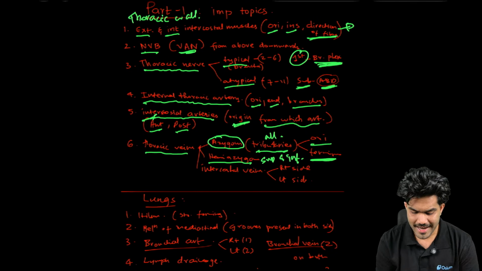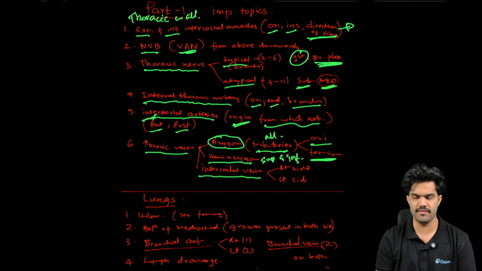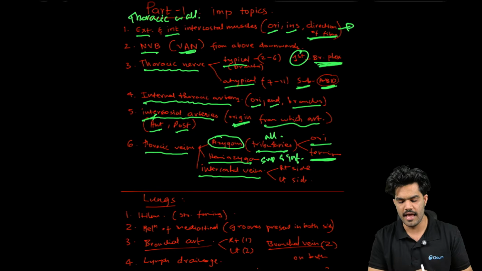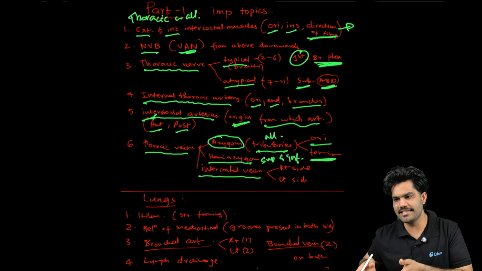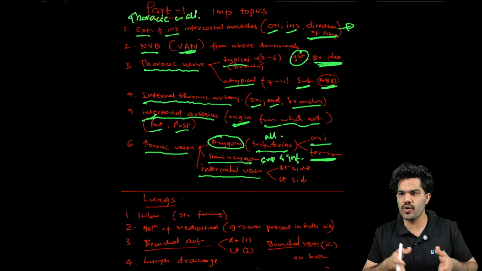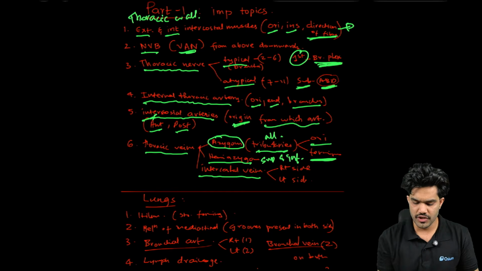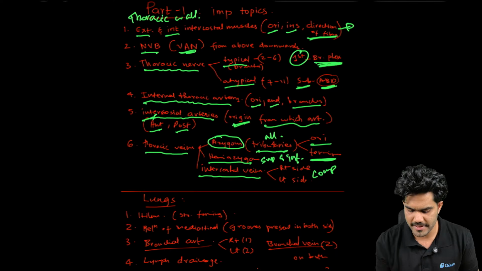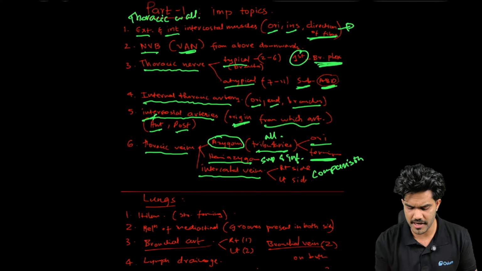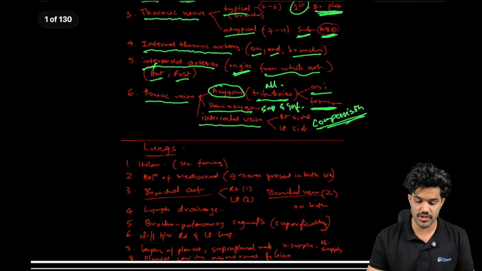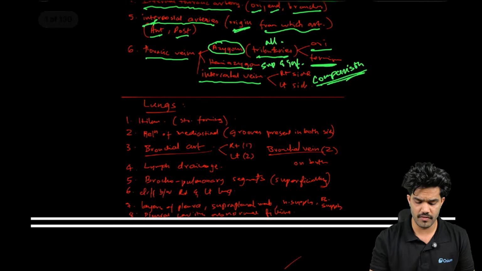Now next topic will be intercostal veins. We have anterior intercostal veins and posterior intercostal veins. On the right side it is different, on the left side it's different. So the drainage on the right side and left side you have to know. You should study this by comparison. These all are the topics important for MCQ in thoracic wall.